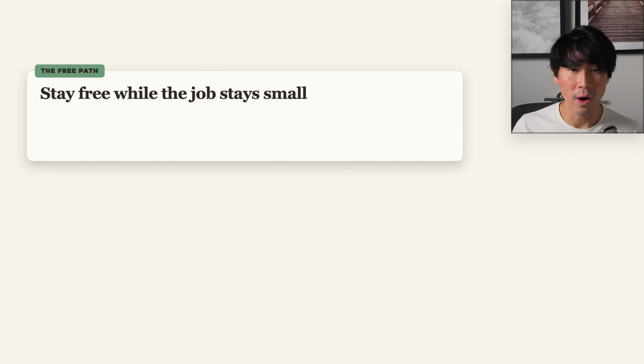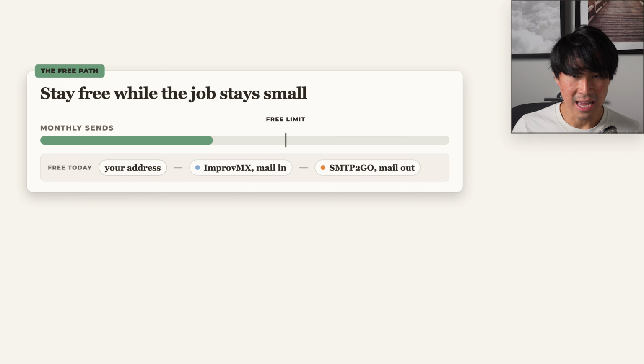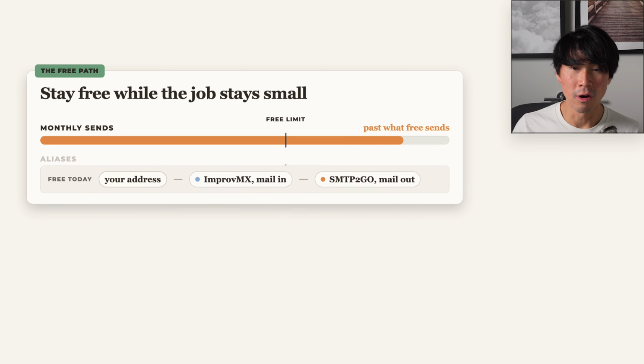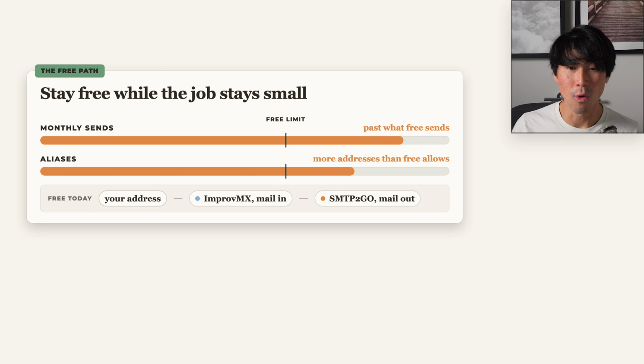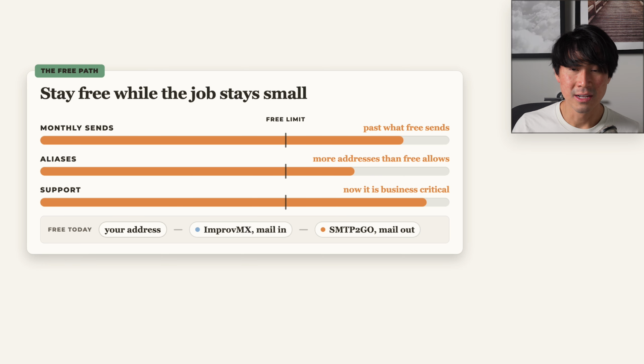And so we might start with one custom address, and we'll have that two-way mail of forward in, send out with ImprovMX and SMTP2Go. And then only when we start to reach the limits of the emails that we send out per month or the aliases that we need, might we actually want to upgrade. Or once this becomes more than just a professional looking email, where you actually want to start using emails for more business related things, you might need business critical support or services. And then that might make sense to upgrade to one of these.